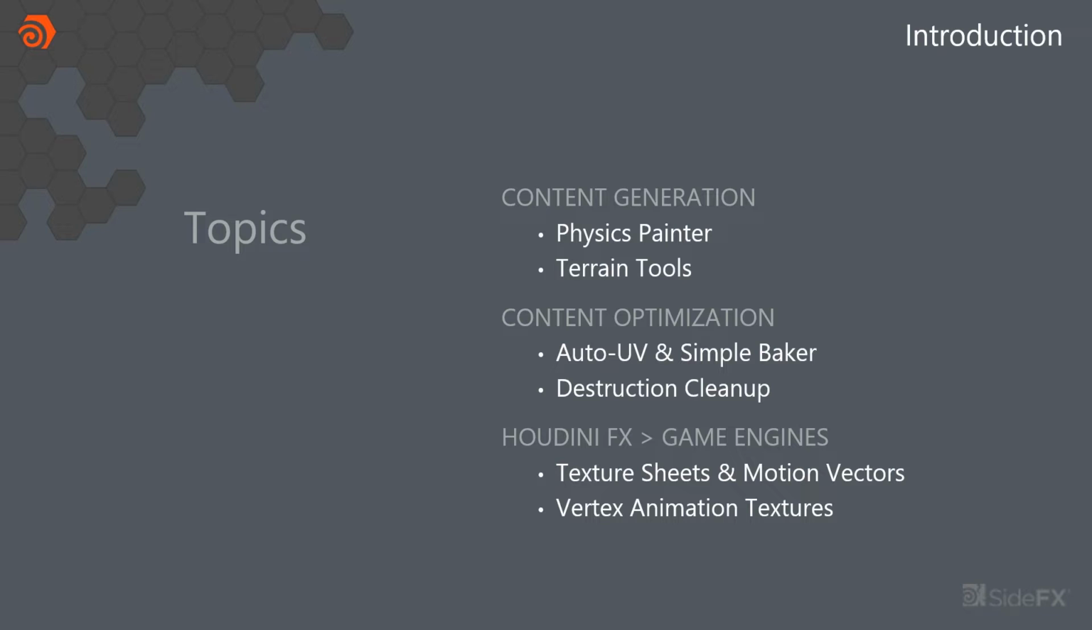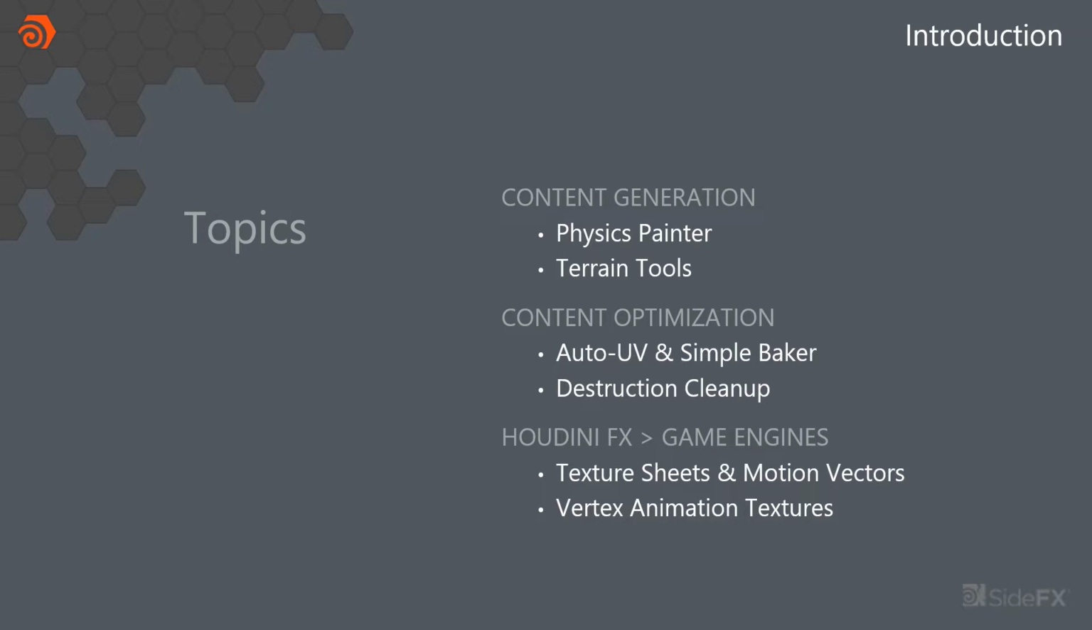Alright, we're going to do this with the following topics: content generation, content optimization, and getting Houdini effects into game engines. The tools within these topics include Physics Painter, Terrain Tools, Auto UV and Simple Picker, Destruction Cleanup, Texture Sheets and Motion Vectors, and last but not least, Vertex Animation Textures.